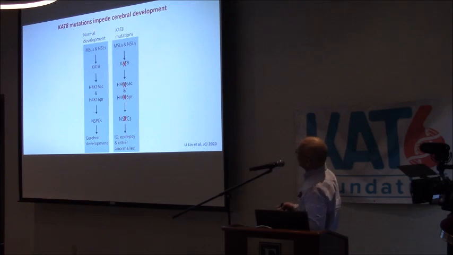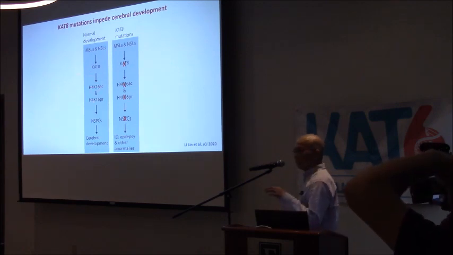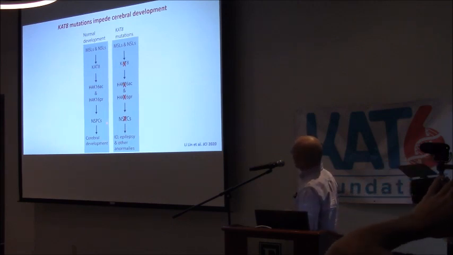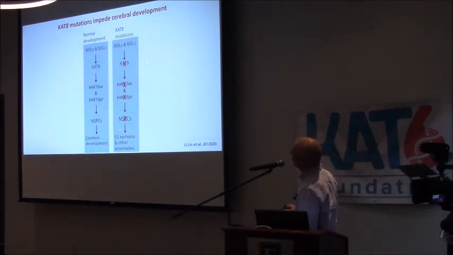So normally, during normal development, you have Cat6A regulating histone acetylation. In this case, the site is different from Cat6A and Cat6B. And then it regulates the neural stem cell or progenitor and regulates brain development. And in patients, if this is affected, it then causes problems.